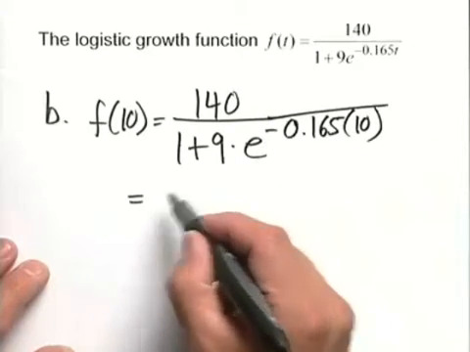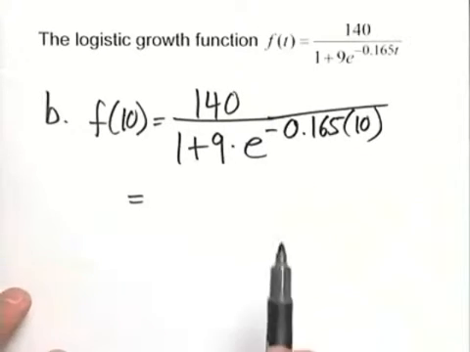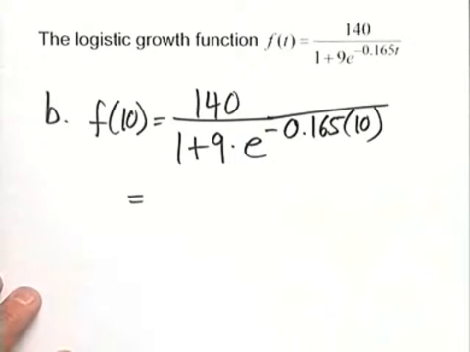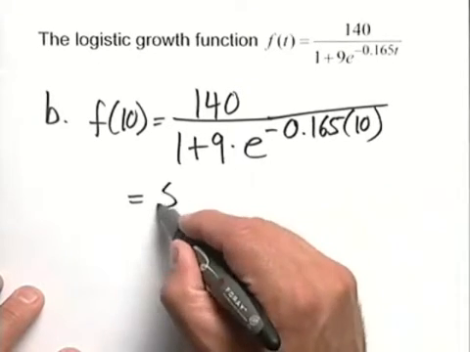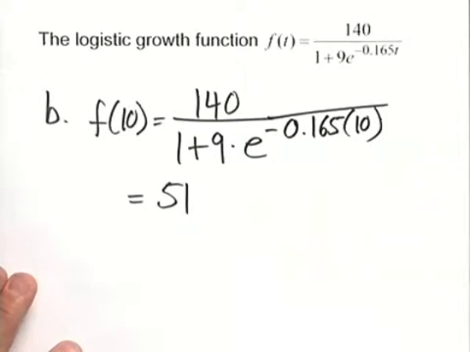You've got to be very diligent when you're plugging these in, very careful. Use a lot of parentheses when you're trying to calculate that. But when all said and done, we're going to come up with a number of approximately 51 elk after that 10-year period. So this completes Part B.